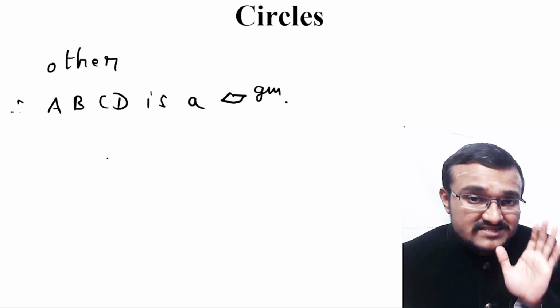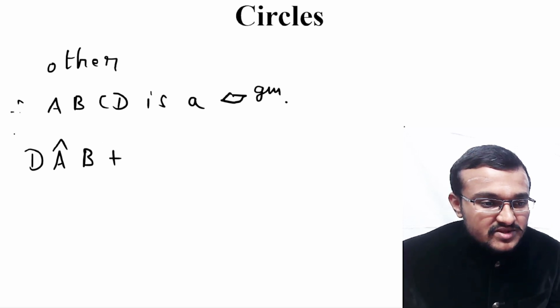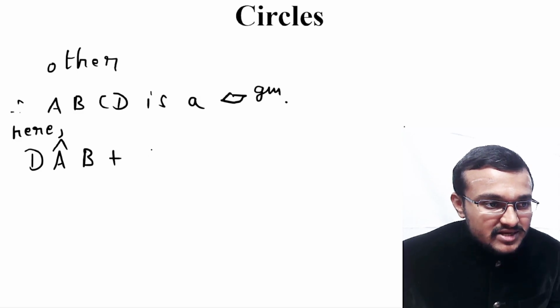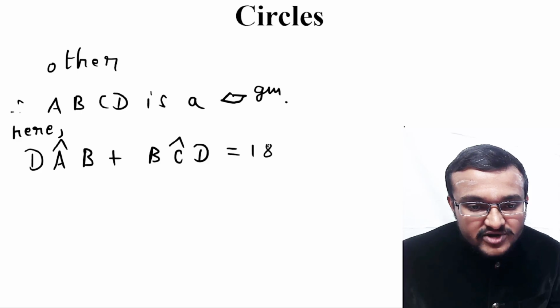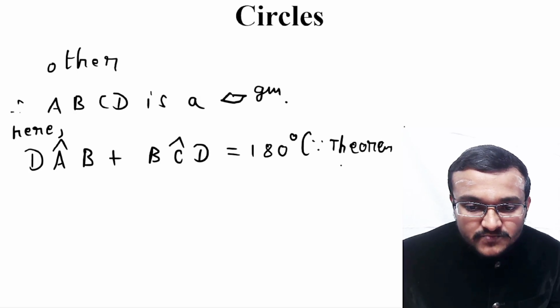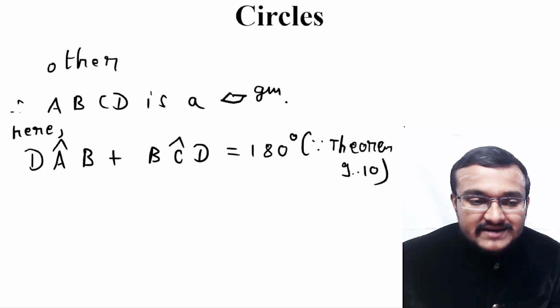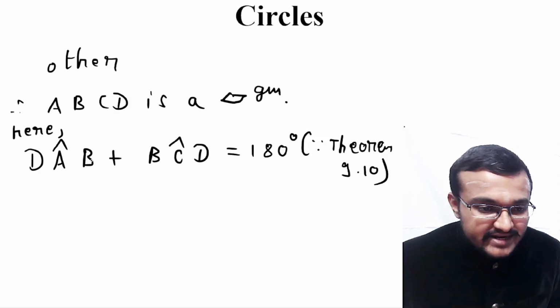Now we have to prove ABCD is a rectangle. DAB plus BCD, if you are adding together, will be equal to 180 degrees. This is according to theorem 9.10, because in a cyclic quadrilateral, if you add opposite angles together, that will be equal to 180 degrees.